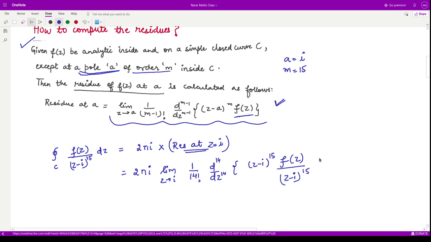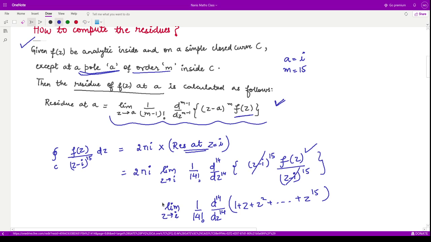So here you see this factor cancels with this factor, and what was our f of z? F of z was given to be the series of this kind, 1 plus z square up to z raised to power 15, right? And we have to take the derivative of this particular function 14 times, and whatever is the resultant you will multiply by 1 upon 14 factorial, and then take the limit z going to iota, and then multiply this whole thing with 2 pi iota.